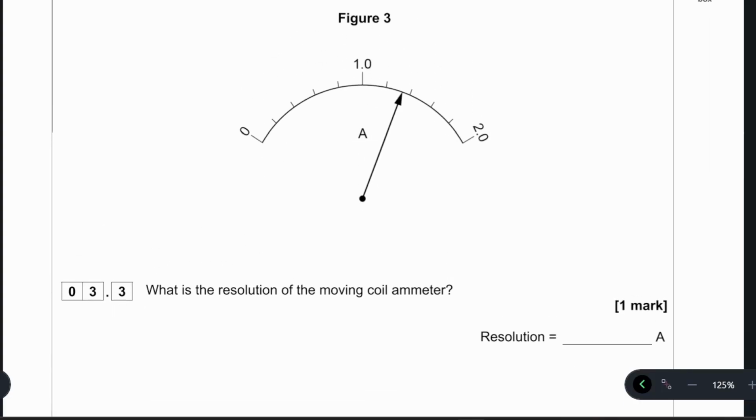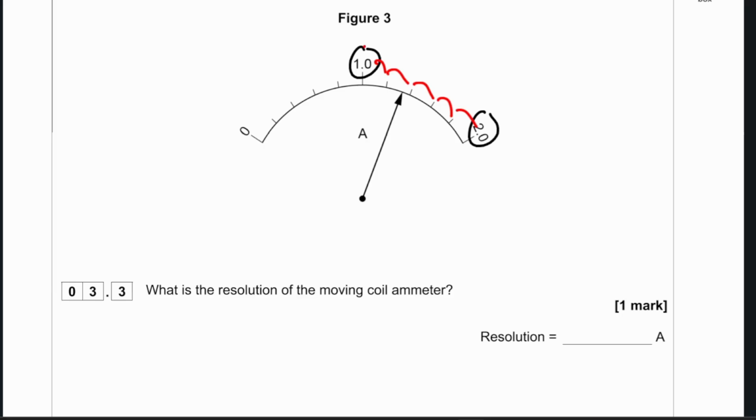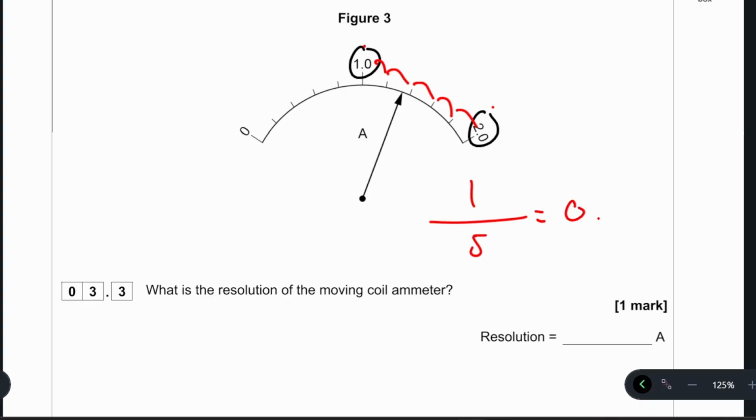The next part of the question then, we've got figure 3 showing a moving coil ammeter at one time in the investigation. What is the resolution of the moving coil ammeter? Well, we can see that between 1 amp and 2 amps, we've got 1, 2, 3, 4 graduations. That means we've got 5 gaps, right? So we go 1 to 2 to 3 to 4 to 5. So therefore, the difference between 1 and 2 amps is 1 amp, divided by the number of gaps, 5 jumps, if you like. So 1 over 5 is 0.2. So the resolution is 0.2 amps.